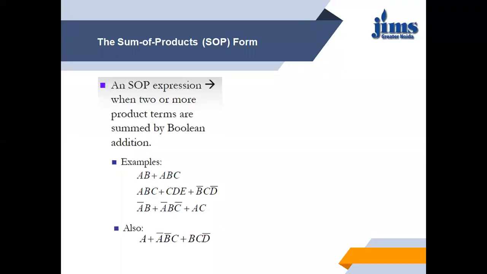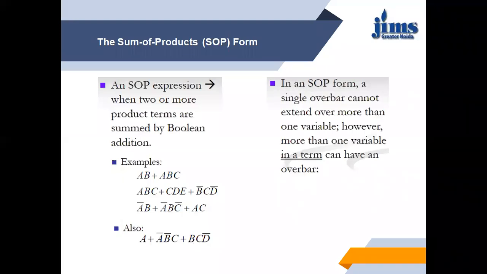Also like this, we can say A is a product of A and 1. A and 1 is A, so A or A bar, B bar, C, or B, C, D bar. So these are all known as sum of products.